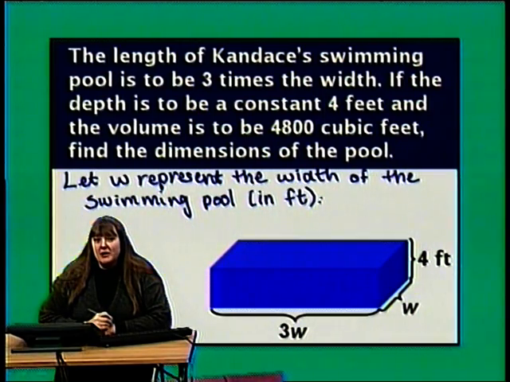So how are we going to figure out what this width is going to be? We have to think back to some of the formulas that we know from geometry. And the formula for finding the volume of a rectangular solid is that the volume is the length times the width times the height. If you don't remember that, that's okay. You can look that up in your textbook, and you should be able to find that.